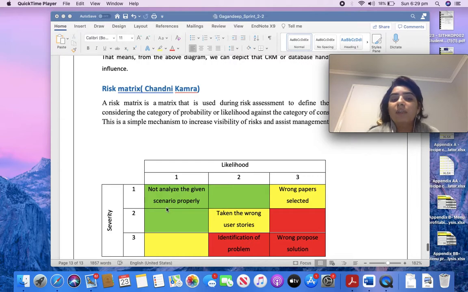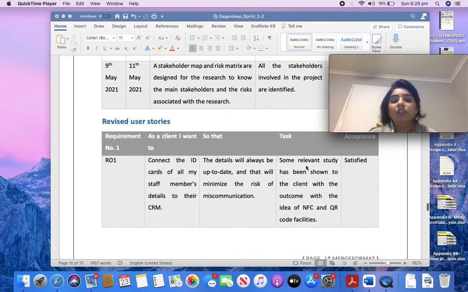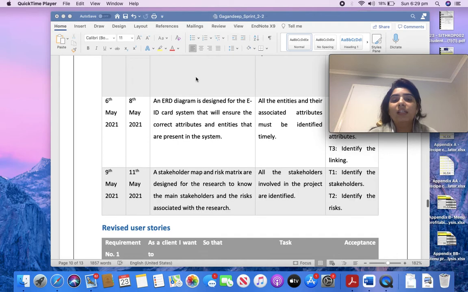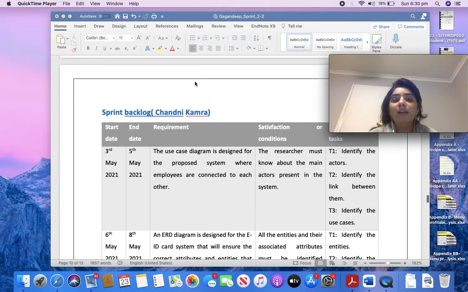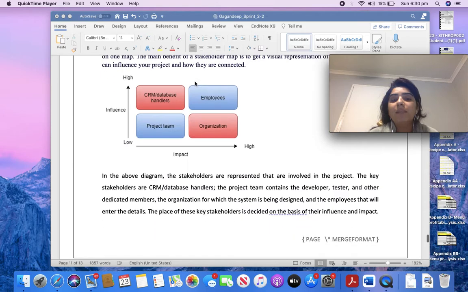The first one is when the scenario is not analyzed properly. The second is where the priority and likelihood are low, which is the wrong user story. That is not the high risk, but it is somewhere in the middle of the risk, where priority is high, but we have to work on the risk stories, which is what we do in the revised user story. The first one is the user story which I had given, and after that we change it according to the client requirement, which is the middle of the risk.